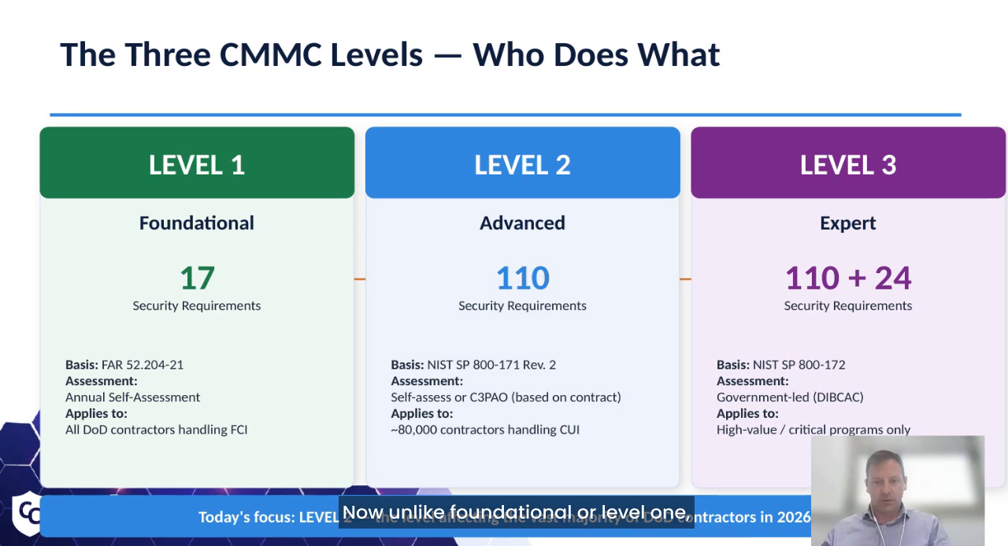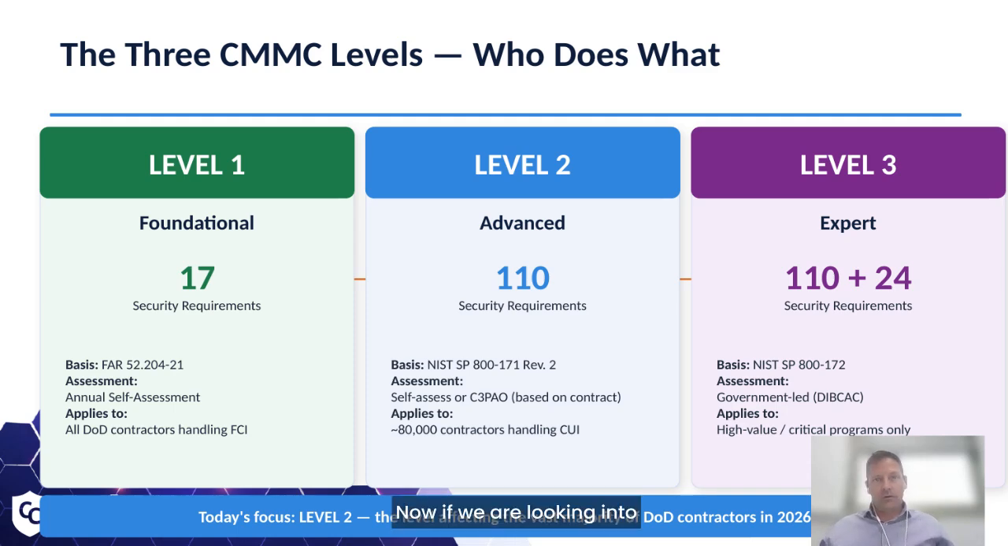Now, unlike foundational or level 1, with level 2, we do need a third-party assessment to be conducted on our systems in order to prove compliance. And as we stated before, we are heading towards level 3, another 24 security requirements, more strict settings and controls that need to be implemented. But this is moving forward, and probably by November 2027, we'll have more clarity about what actually is required in this case.